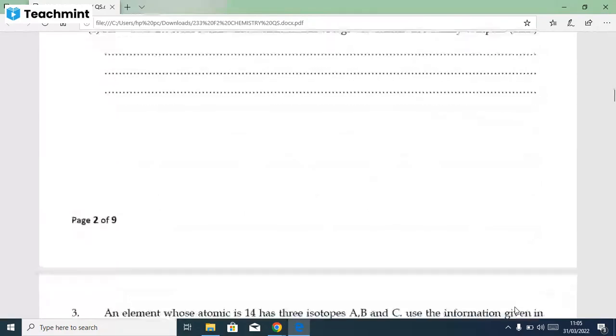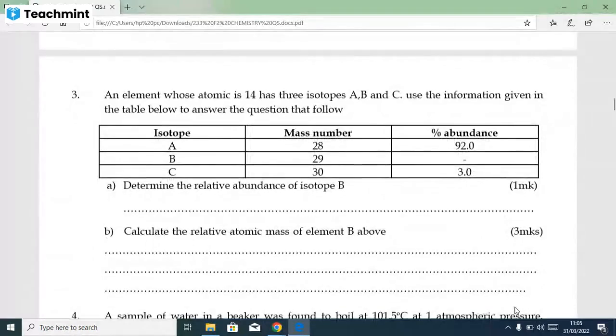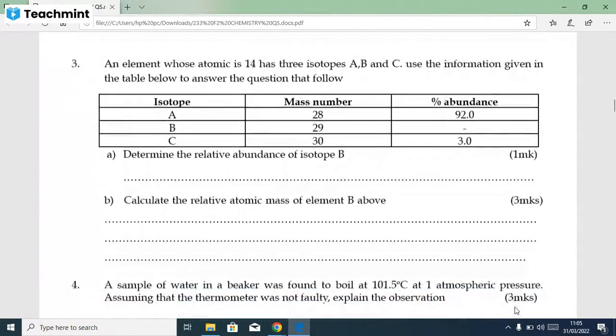That is correct. Okay, number 3. An element whose atomic number is 14 has 3 isotopes A, B, and C. Use the information given in the table below to answer the questions that follow. Don't read, but you can see. So read part A. Determine the relative abundance of isotope B.